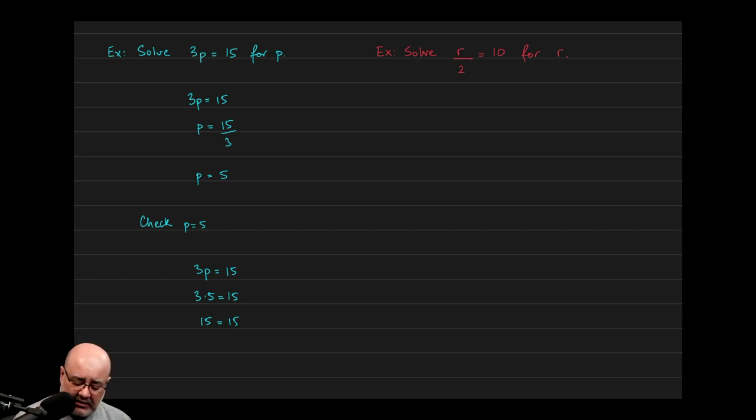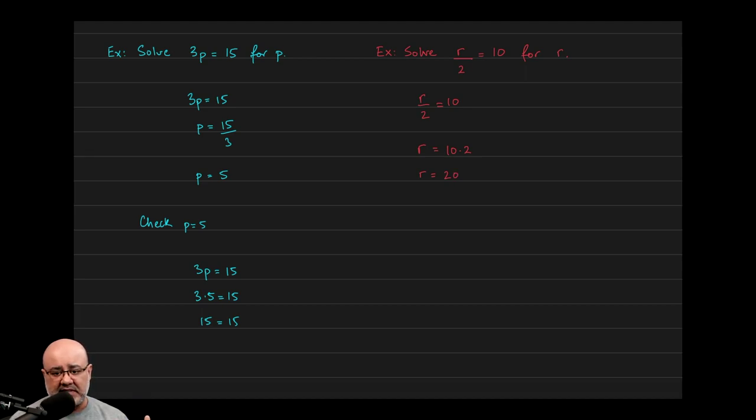Lastly, we start by rewriting our equation, r over 2 equals 10. We're dividing r by 2, or the operation between r and 2 on the left-hand side is division. In order to get r by itself, we have to get rid of the 2 from there. In order to do that, we have to use the inverse operation of division, which is multiplication. So, in order to move the 2 from the left-hand side to the right-hand side, I have to multiply it on the right-hand side, which would result in r equals 20.